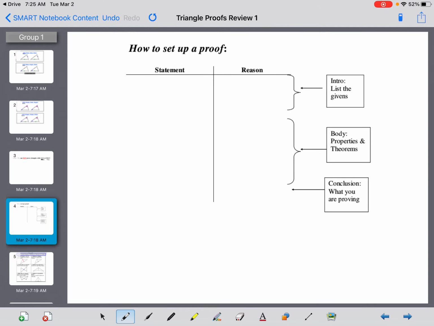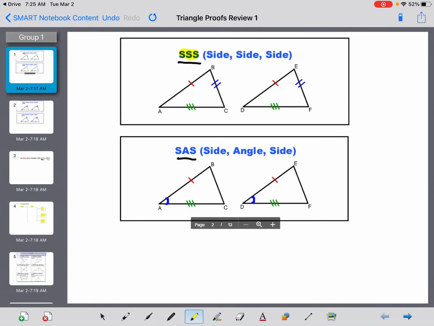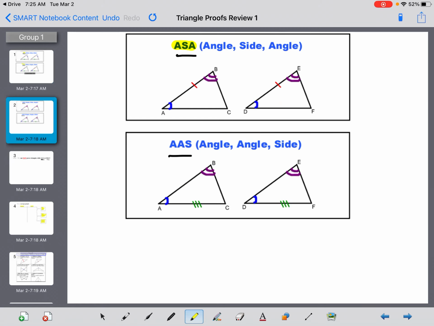When it comes to setting up your proofs, you have your statement column on the left-hand side, and you have your reason on the other side. Okay, your intro is usually listing your givens. Then your body is usually the properties and the theorems that we know to help prove the missing angles and sides. And then your conclusion, especially in this chapter, is going to be saying that those two triangles are congruent by either side, side, side, side, angle, side, angle, or angle, angle, side.